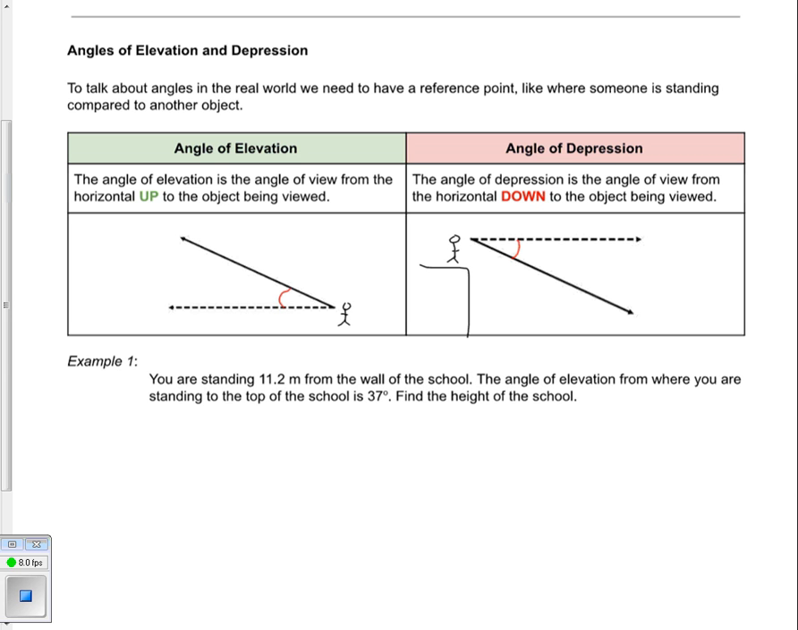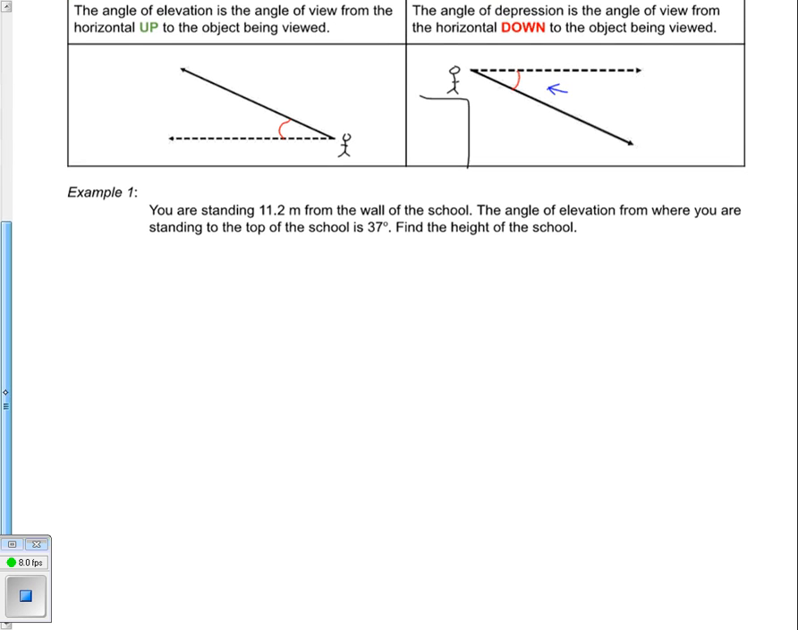So it's the angle between the horizontal and the downward line of sight. So you basically have an upside down triangle when you're looking at an angle of depression. And so we can use what we've already learned in terms of using primary trig ratios to solve for an unknown side length or to solve for an unknown angle in any number of these real-world problems. So let's take a look at example number 1.